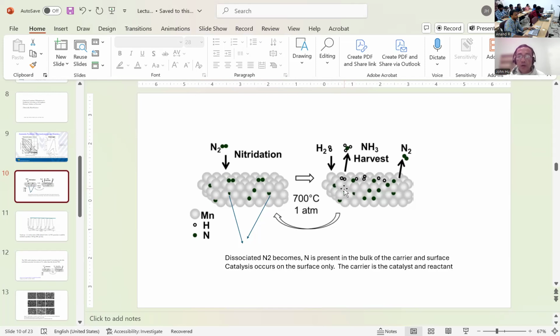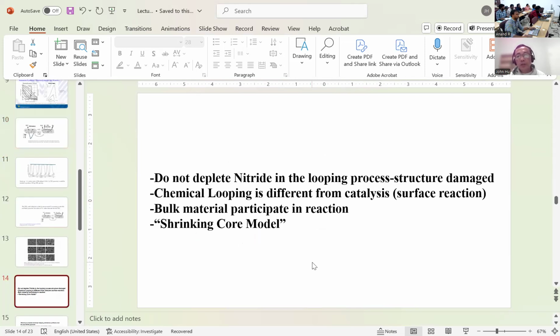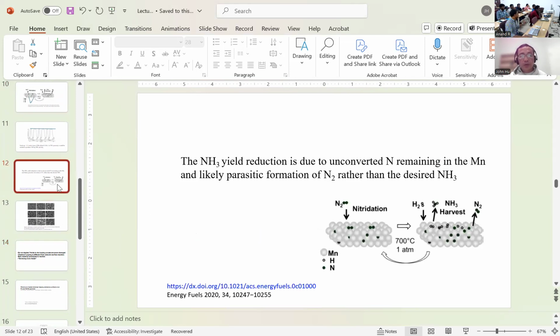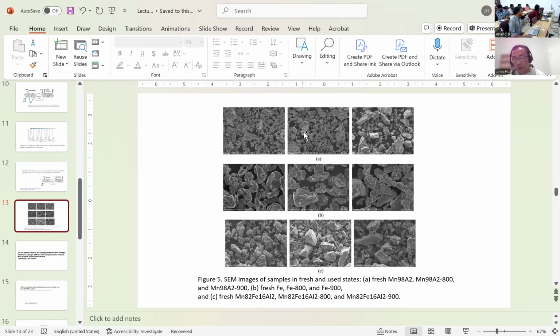If you harvest all this black dot, which is nitride, then the material is subject to damage. So that's the trade-off, and there is some engineering involved. Yesterday we basically left off here: do not deplete nitride in the looping process. What does that mean? If you deplete all this black dot nitride in the structure, it will end up like this. The structure will change, you can see from left to right.